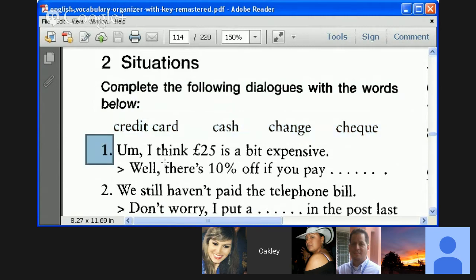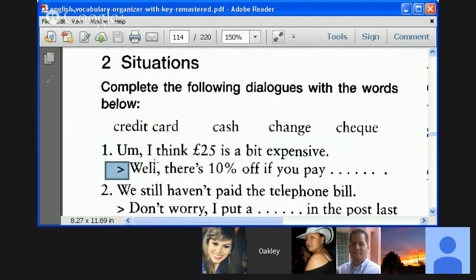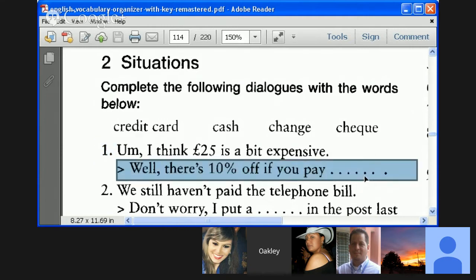Okay, so this is in the form of a dialogue. One person says one thing, the other person may answer. So Simone, I think 25 pounds is a bit expensive. Wow, that is 10% off if you pay in cash, sorry.